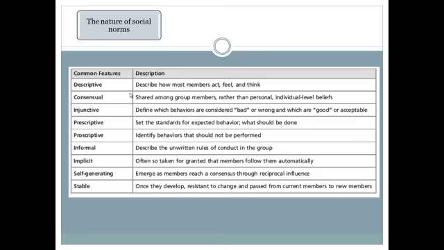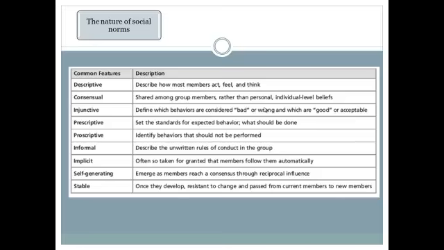Consensual norms are consensual and shared among the group members. Basically, everybody in the group is aware of what the norms are, and they agree with them. They follow them.